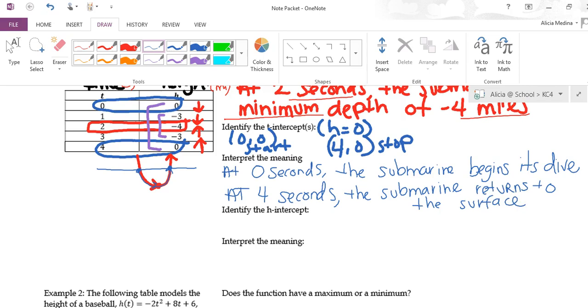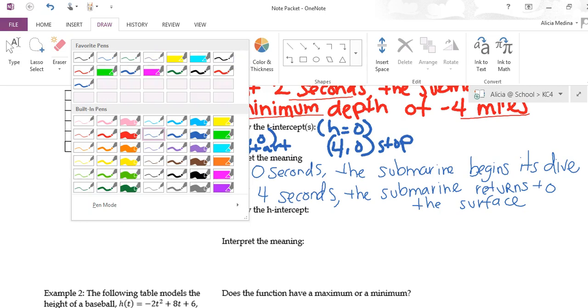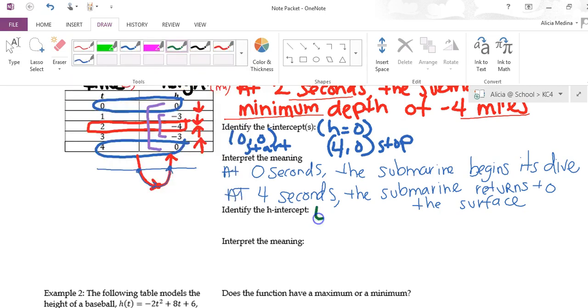Alright? Identify the h-intercept. The h-intercept is whenever t is equal to 0. So looking back, this is whenever t is equal to 0. Remember, it's the opposite. And where does t equal 0? Well, again, at 0, 0. And then does t equal 0 at any other point? Nope. So that is our only point.